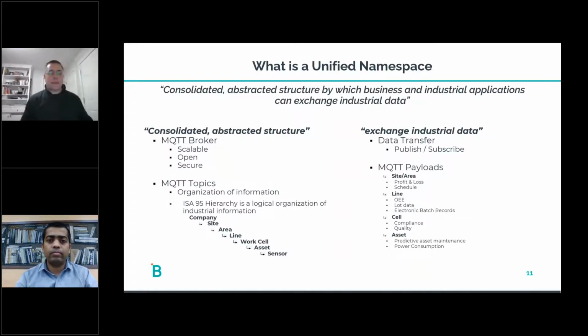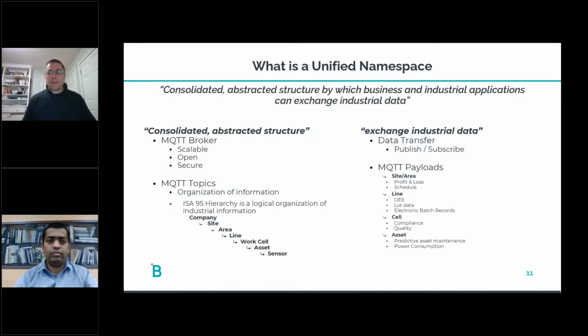We leveraged the ISA 95 hierarchy of company, site, area, line, work cell. We generally then add in asset and sensor, and we use that hierarchy as a way of organizing data within your company so that others outside of the OT domain can logically go and access data, because they often think of these structures when they think of data.